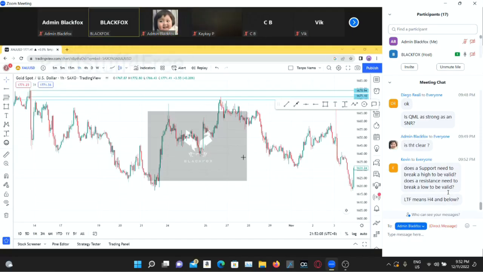Lower time frame means H4 and below. Since H1 to M1 have too much noise, you need to break another high to make sure it is a valid one. Because for a higher time frame, it is a strong enough level and you can be precise about it. Is that clear?